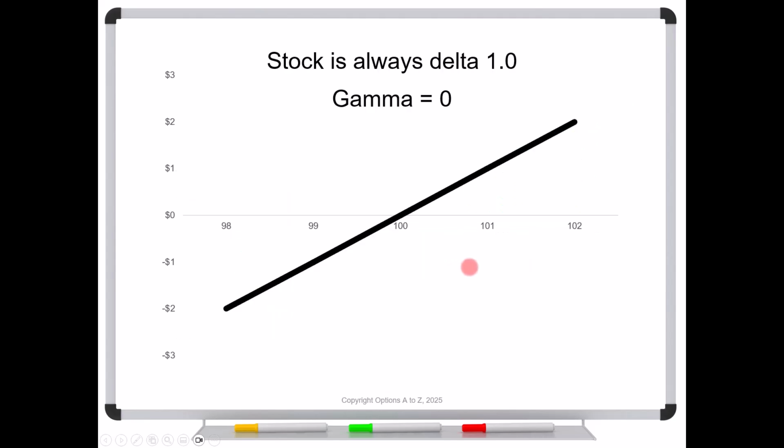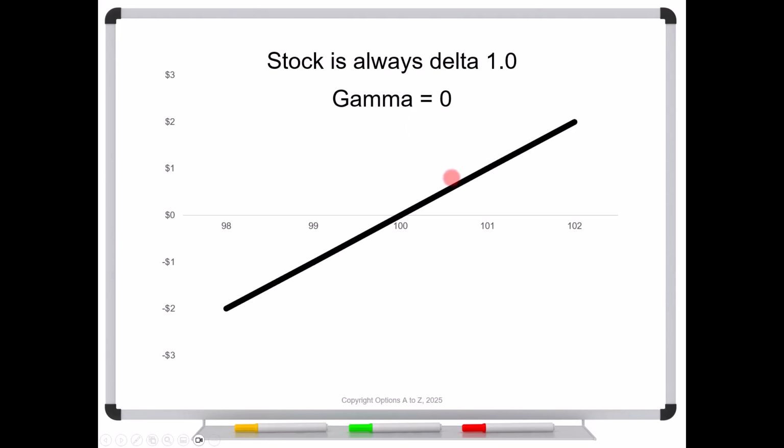So the thing to take at this point is to remember that stock is always delta 1. It just means that it always gains and loses dollar for dollar. And if that's true, your gamma is 0. So if you recall from some of our earlier videos, gamma tells you the rate of change of your deltas. And that's why it's sometimes called the delta of the delta. Your deltas tell you the rate of change of your profits, as we just saw.